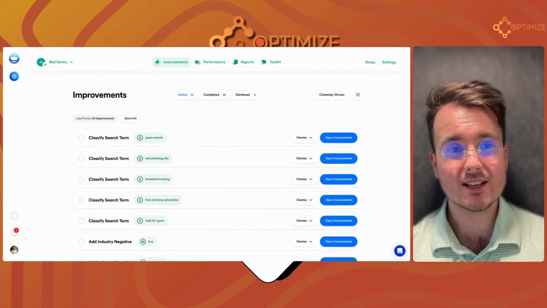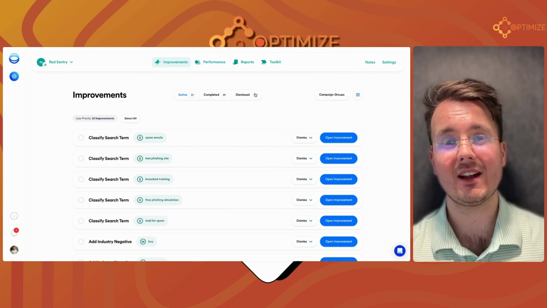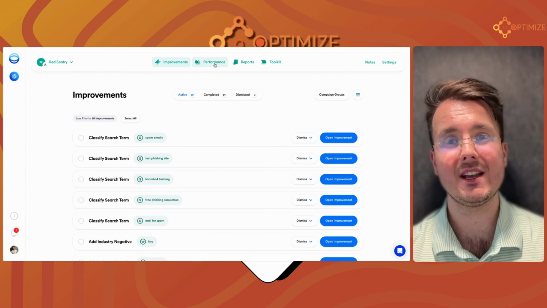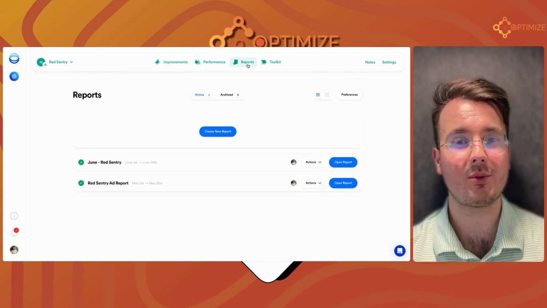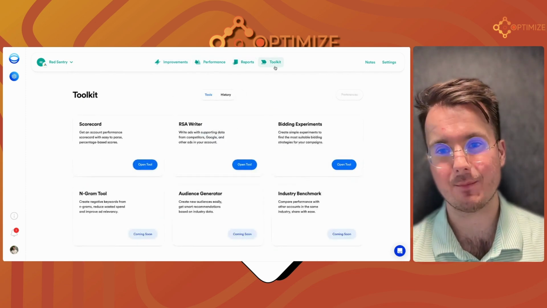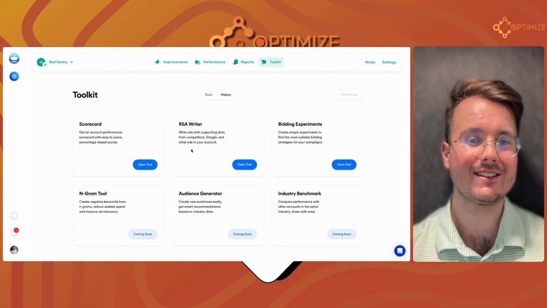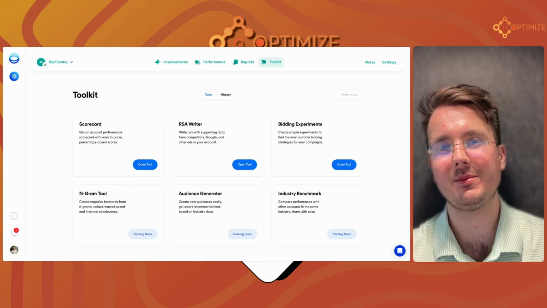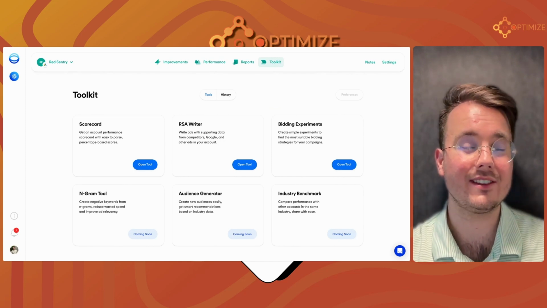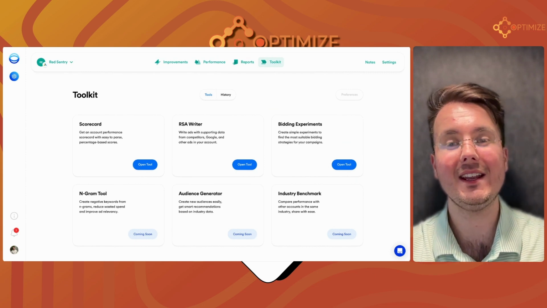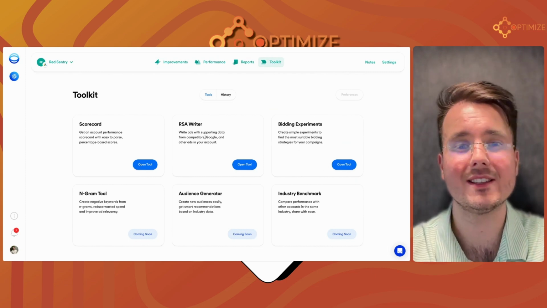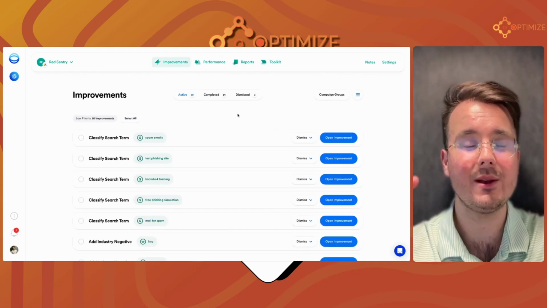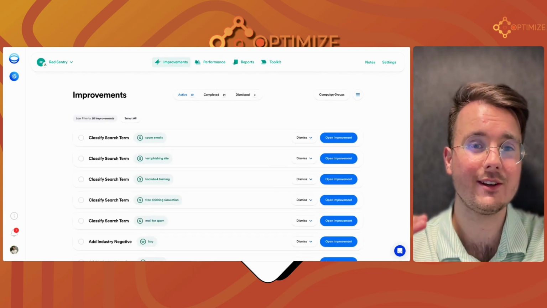Now, inside of Optio, there's a few things that are really cool. One, we have an improvements tab, which is probably the coolest section. But then we also have a performance tab, a reports tab, and then also a toolkit tab. Now, we don't really use the toolkit tab in our agency because we're really experienced inside of the ad platform itself. And this is for those people or companies that maybe don't have a dedicated PPC specialist, and so they need help setting up these custom experiments or writing compelling copy for their ads. But for us, we use the improvements tab for two very specific reasons.